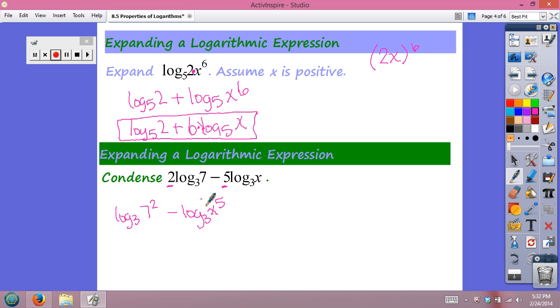So if you remember in the quotient property, what's in front is also on top. So 7 squared, we get log base 3 of 49. And over, since we're using the quotient, now we are changing to division, x to the 5th. So we have log base 3 of 49 over x to the 5th power. And that is your answer. We cannot condense that any further.